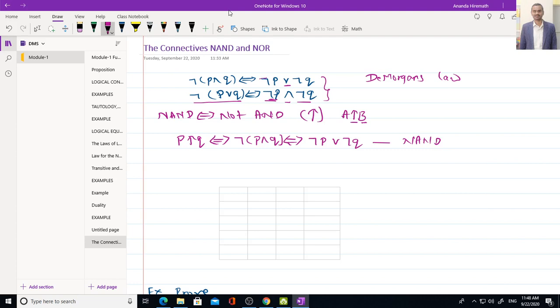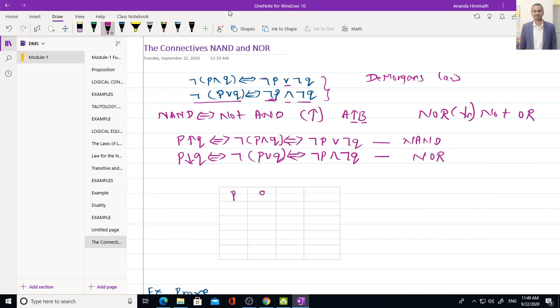Now, similarly, NOR is read as not OR, and it is denoted by this symbol, downwards arrow. So P NOR Q is nothing but not (P or Q), because NOR is nothing but not OR. So not (P or Q) is NOR, and in turn it is written as not P and not Q. This is NOR operation.